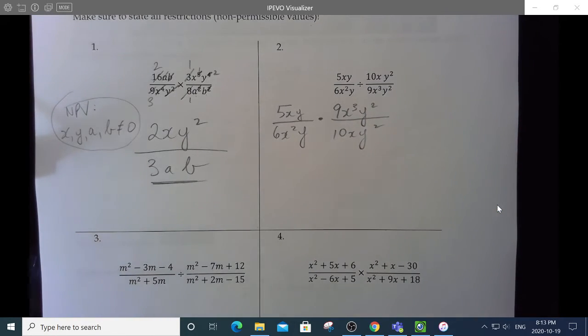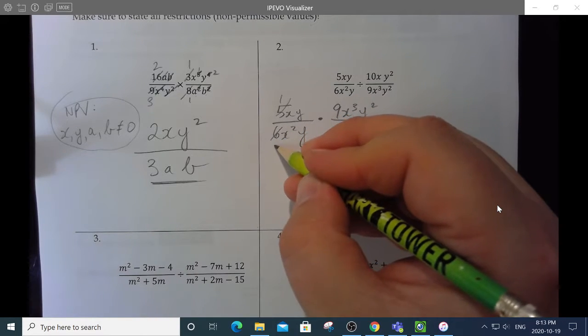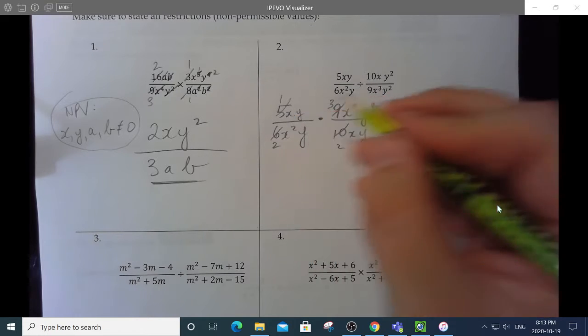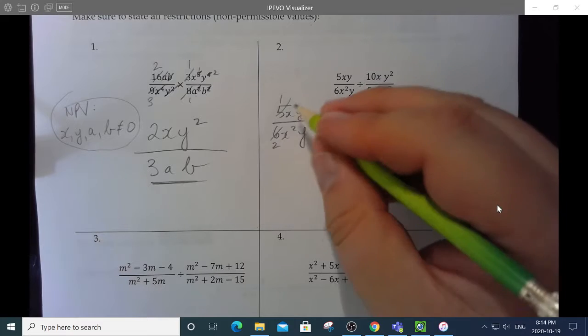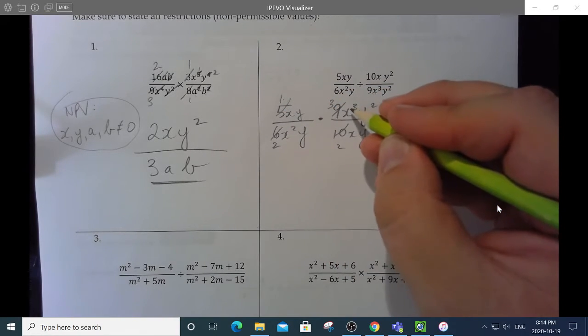All right, now we look for cancels. 5 goes into itself once, into 10 twice. 6 has a common factor with 9 of 3, so that's a 2 and a 3. X, you know what? I think I'm going to just collect this now. 1 times x times y times 3, so that's 3 times x cubed times y cubed.